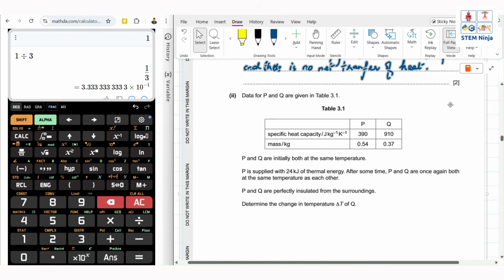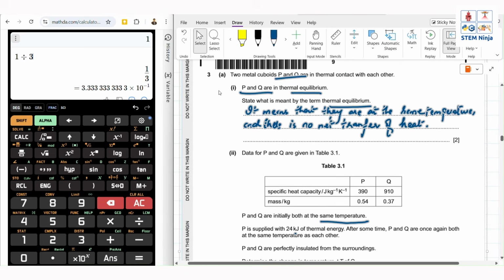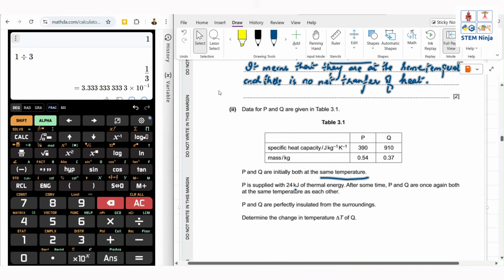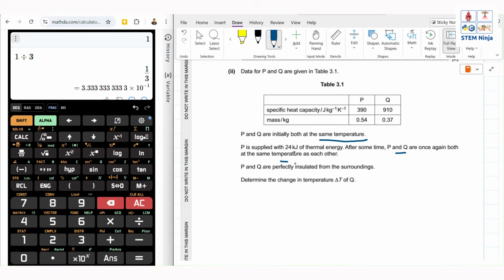Data for P and Q are given in table 3.1. P and Q are initially both at the same temperature. That means thermal equilibrium already, because they already told us that P and Q are in thermal equilibrium. Okay, so P is supplied with 24 kilojoules of thermal energy. After some time, P and Q are once again both at the same temperature as each other. P and Q are perfectly insulated from surroundings. That means that there is no energy loss to the surroundings. Now, determine the change in temperature delta T of Q.